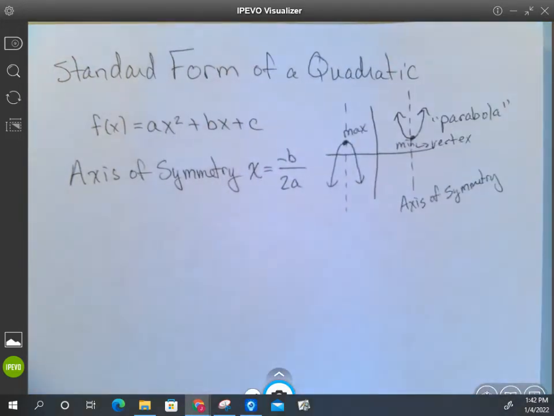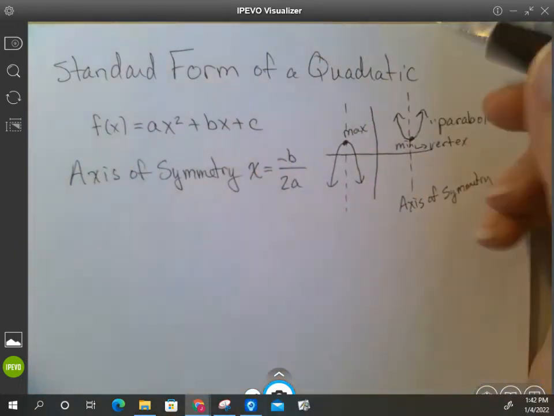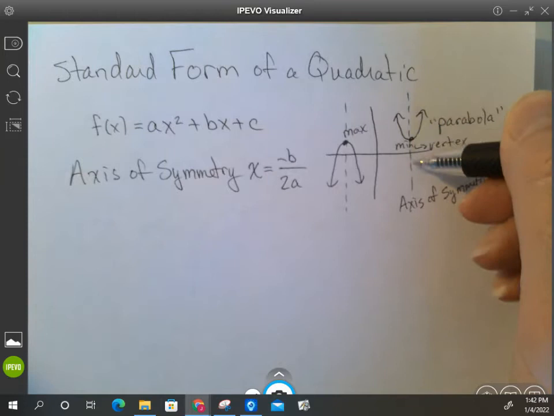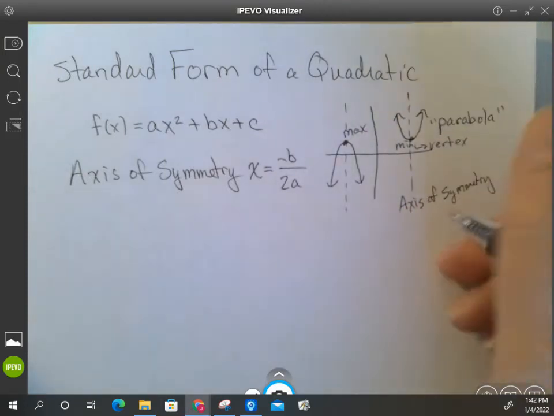So these ideas should all be in your head. We just need to bring them back and recall them from the back of that file cabinet and bring them back to the front. So the axis of symmetry is x equals negative b over 2a. It is a vertical line that cuts through that x value of the vertex every time. So the axis of symmetry is found using that formula.